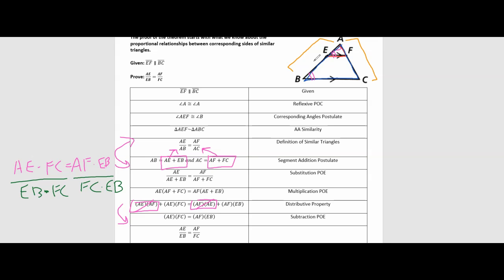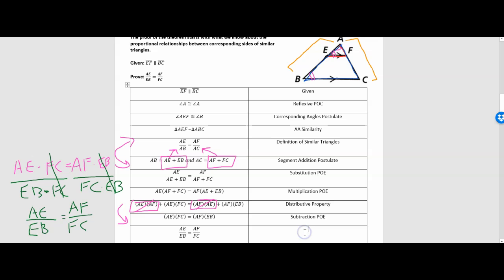All right, and you'll see what happens. These simplify, and we are left with what we have below. So AE over EB is equal to AF over FC. So it is division property of equality.